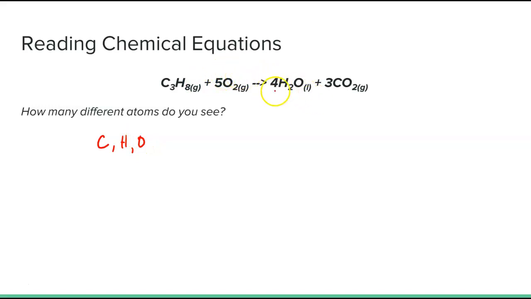Now, I'll give you a trick. You never have to look on the right side of the equation, because the letters are just rearranged. So all you need to do is look on the left side to see how many different types of atoms, or we can say elements, I have. In this case, I have 3 different atoms.